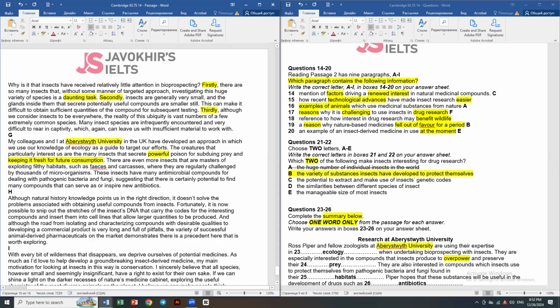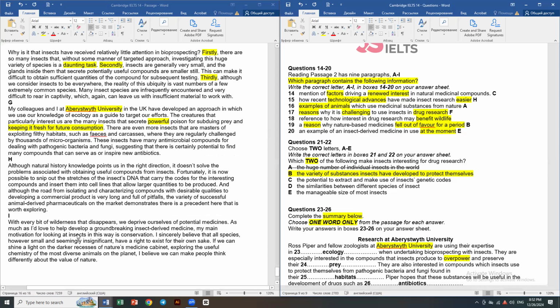And although the road from isolating and characterizing compounds with desirable qualities to developing a commercial product is very long and full of pitfalls, the very variety of successful animal-derived pharmaceuticals on the market demonstrates there is a precedent here that is worth exploring. Paragraph 15, talking about technological advances, right? So it is now possible to snip out the stretches of the insect's DNA that carry the codes for the interesting compounds and insert them into cell lines that allow large quantities to be produced. Then pitfalls, difficulties, and so on.